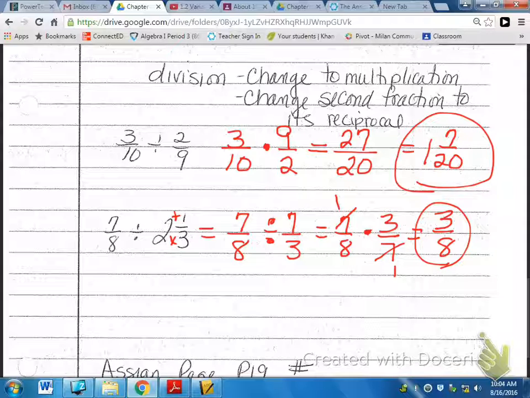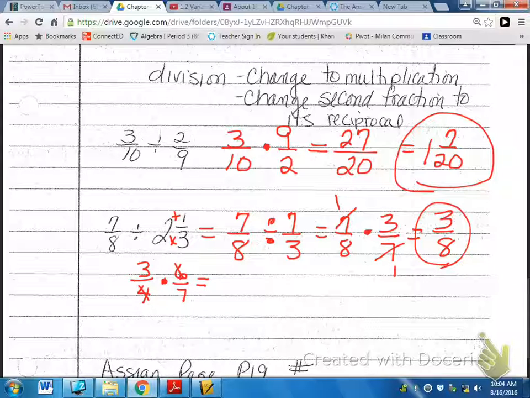Okay, I want to ask you about one more question before I turn this off. What would you do with this? Let's say we had 3/4 times 6/7. Does anything cancel out there before we multiply, Ben? The 6 and the 4 cancel out. Okay, the 6 and the 4 cancel out. What are you taking out of there?